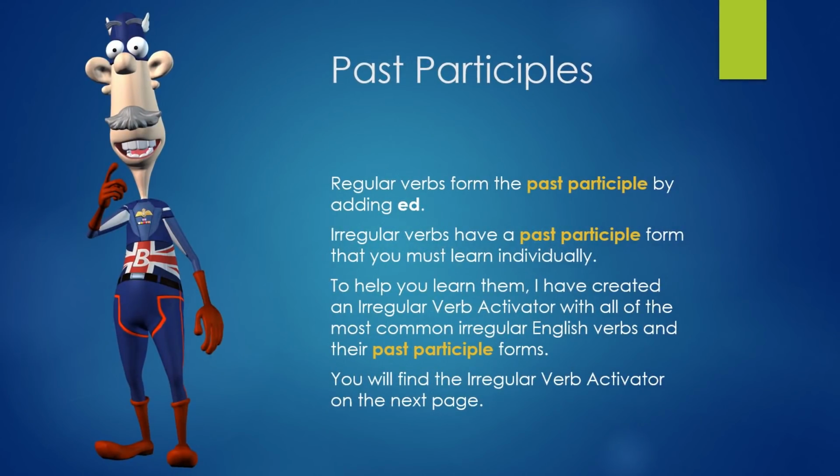Past participles. Regular verbs form the past participle by adding ed. Irregular verbs have a past participle form that you must learn individually. To help you learn them, I've created an irregular verb activator with all of the most common irregular English verbs and their past participle forms. You'll find the irregular verb activator on the next page.